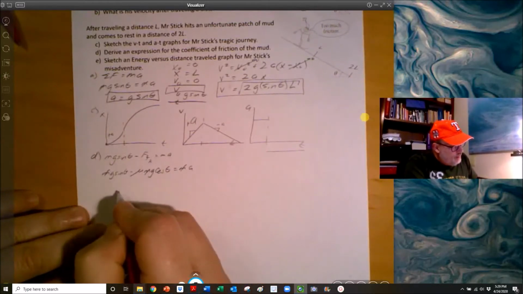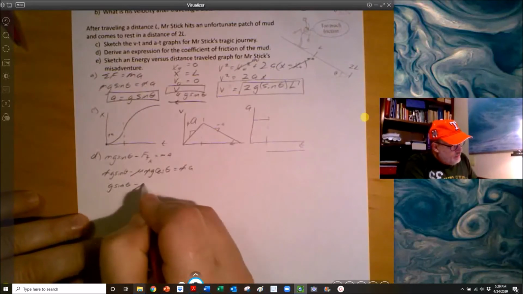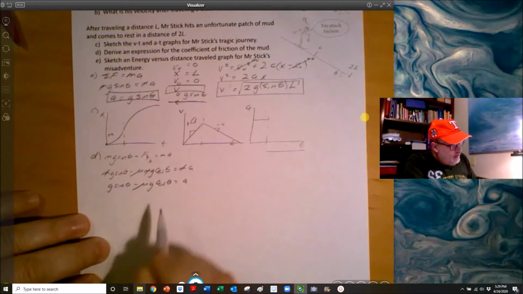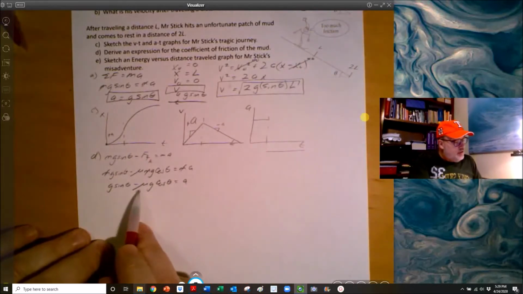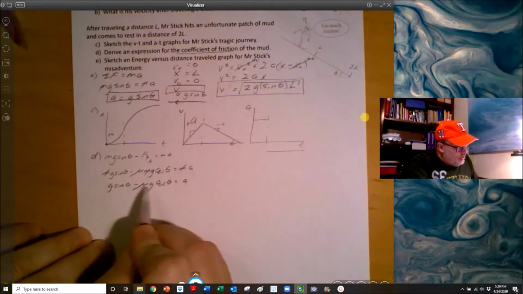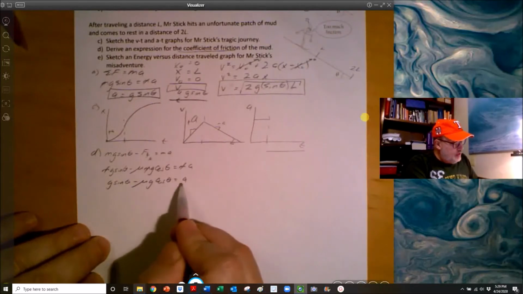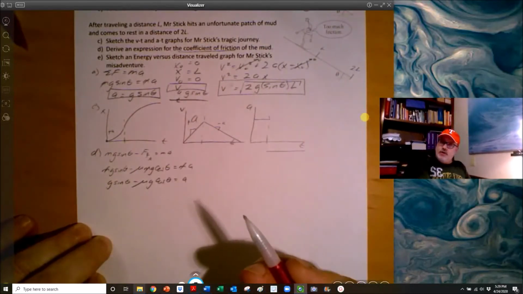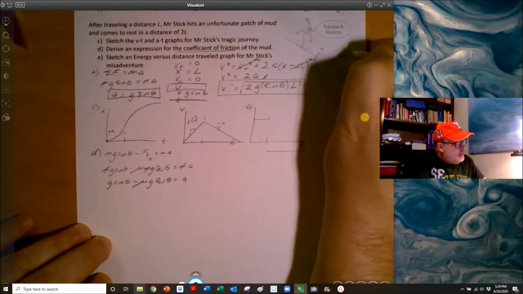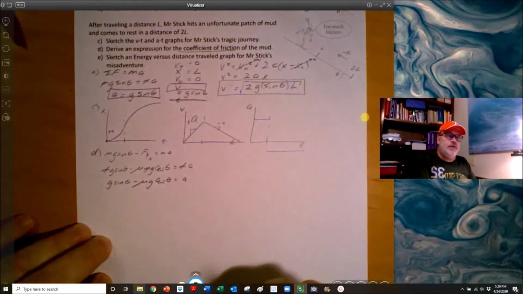Cancel out our m's, and we have g sine theta minus mu g cosine theta equals a. And we're looking for the coefficient of friction. So g we know, theta was given in our picture. We don't know the acceleration though for this second part of the journey where the acceleration is this way. So I've got to find that out. So how am I going to do that?